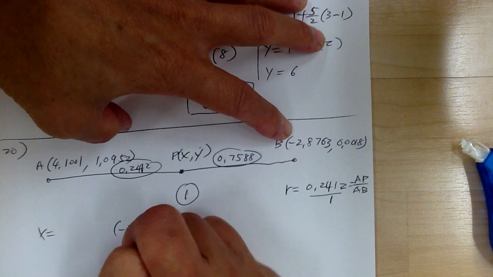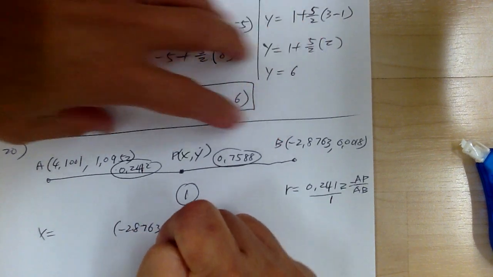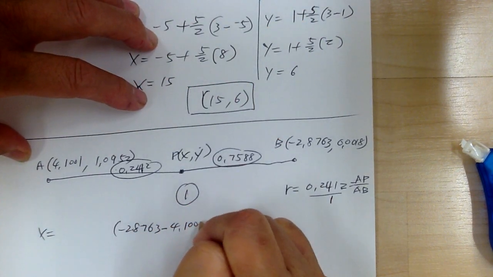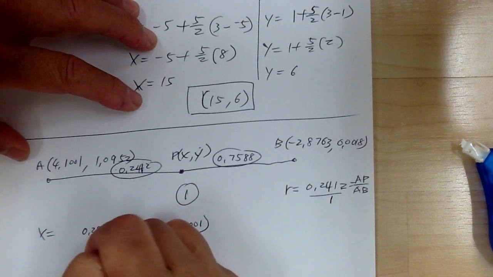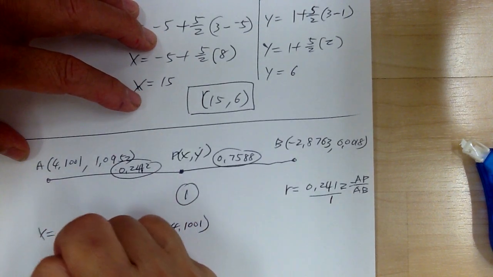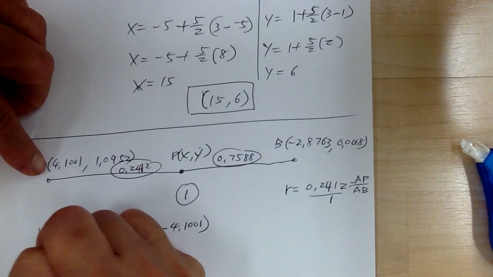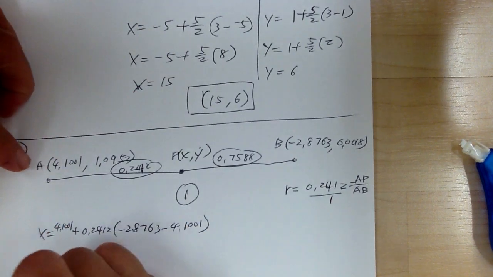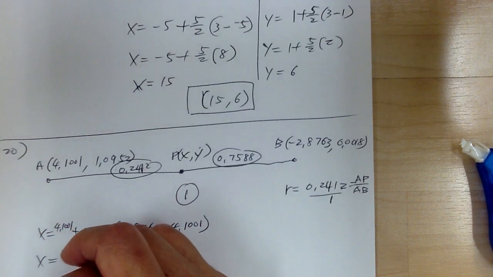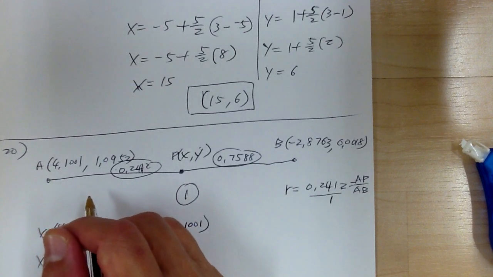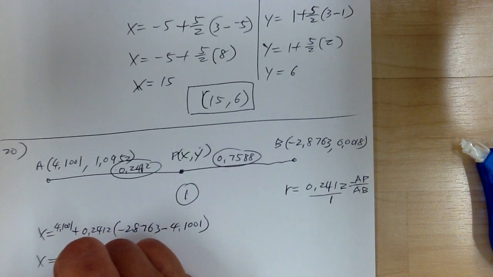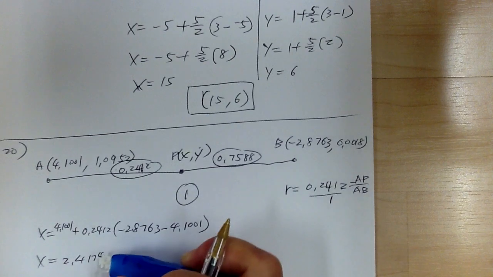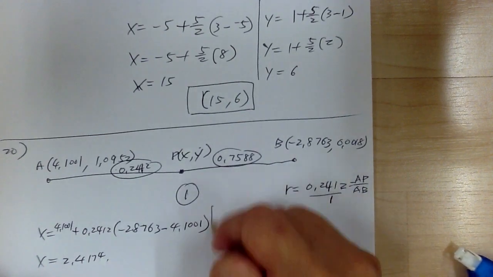So again, x would be equal to negative 2.8763 minus 4.1001 times 0.2412, times by R. Then you have to add what you start out with, so it would be 4.1001. Get your calculator, punch in all the numbers, and you should come up with 2.4174.